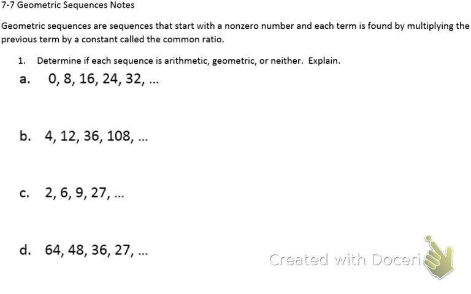So on part A, we're going from 0 to 8. We can accomplish that by adding 8. And then to go from 8 to 16, we'll add 8. If we keep on going, 16 to 24, we'd be adding 8. 24 to 32, we'd be adding 8. So each time we're adding 8, so it's arithmetic. We can say that the common difference is 8.